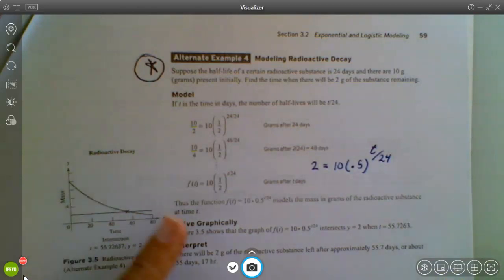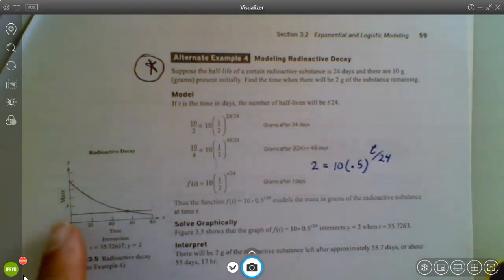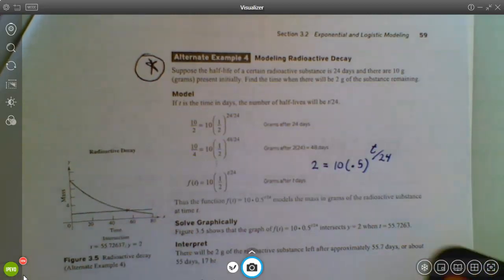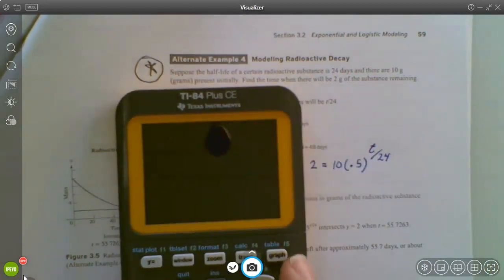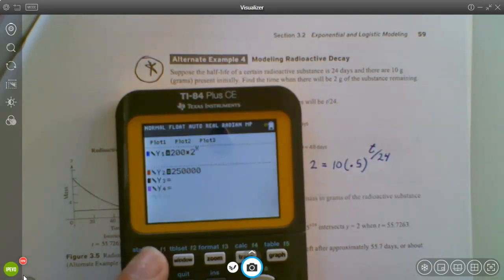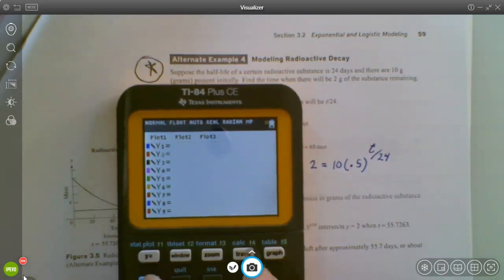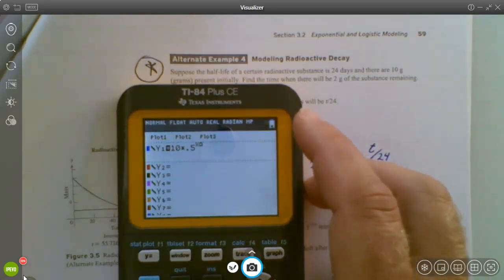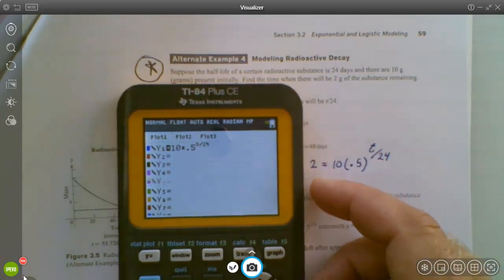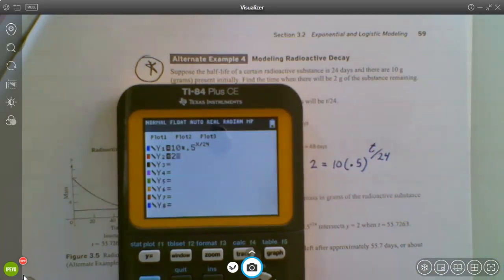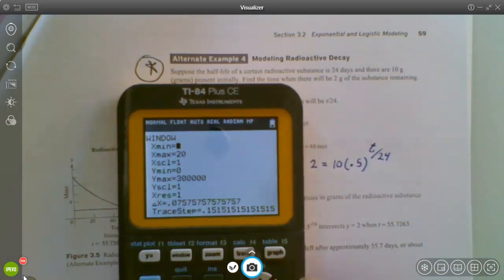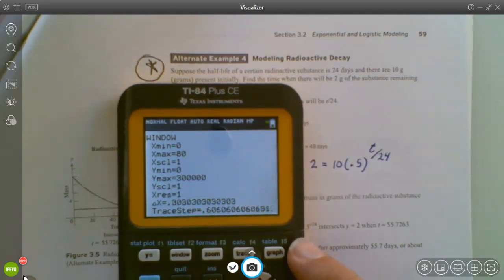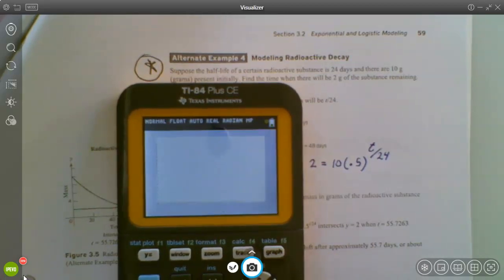So, and you can get an idea of the window I'm going to use right down here, right? It's got to be at least 60, if not higher, so that we can see the intersection on this. And sometimes you just have to play with those numbers until you find a winning combo. So I have my 10 times 1/2 to the x over 24. And we want to know when is it going to become 2. So let me go back to this window here. Definitely doesn't need to be this high. So let's see how that looks.